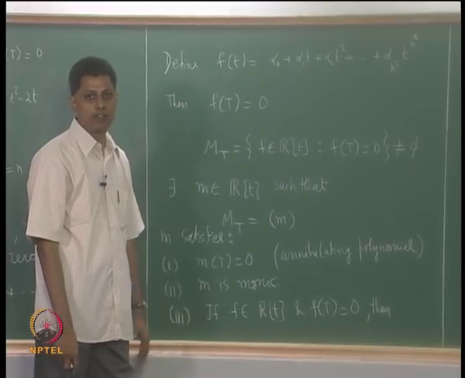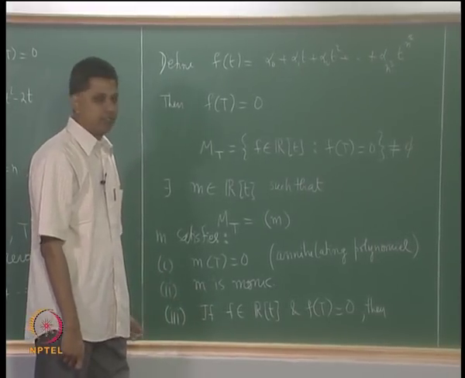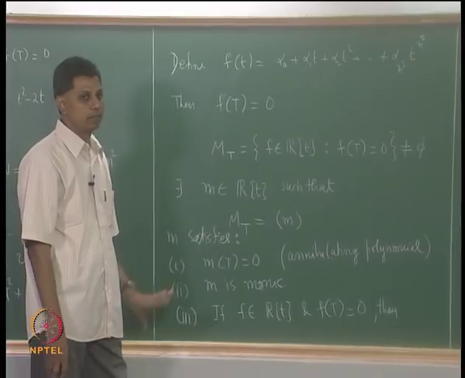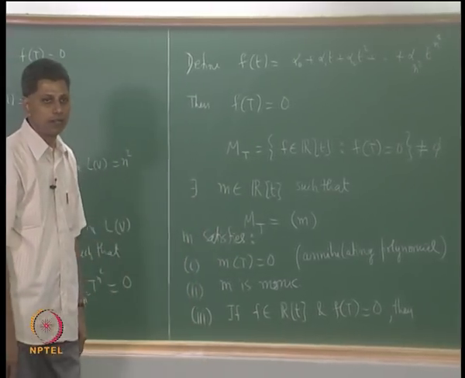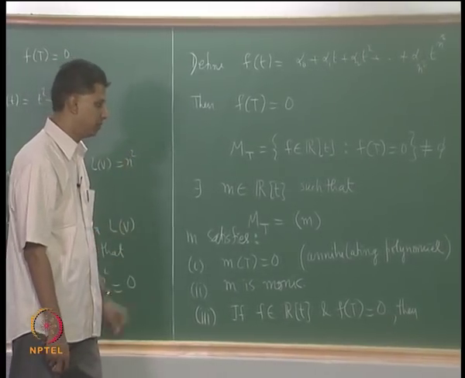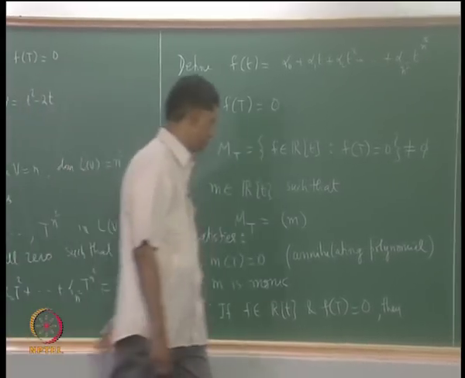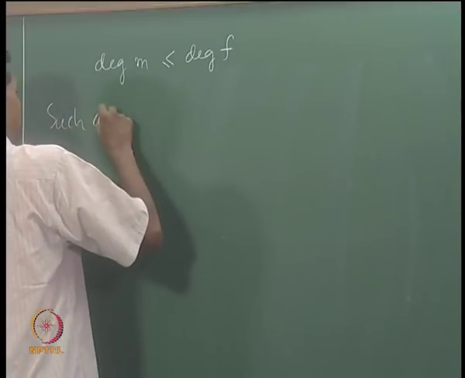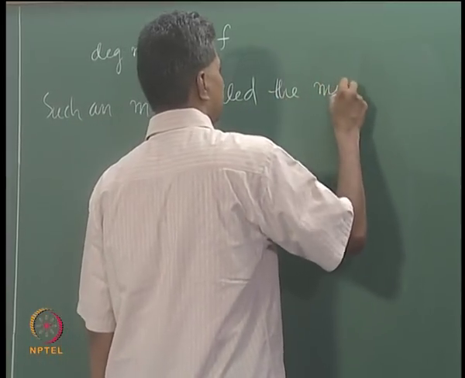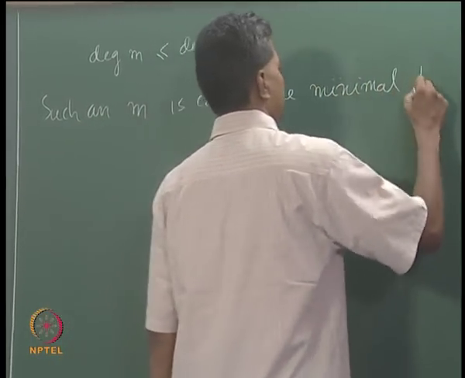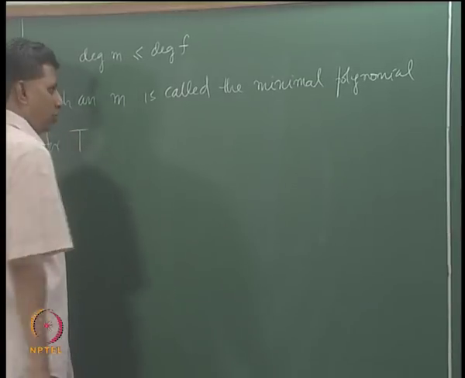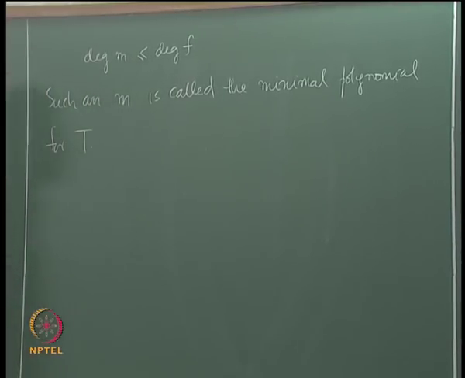For example, f could be a multiple of m, in which case the degree of f and degree of m are the same. But it can't be less than the degree of m. Any annihilating polynomial cannot have degree strictly less than the degree of the minimal polynomial. So this m is called the minimal polynomial. Such an m is called the minimal polynomial for the operator T, it depends on T. Different operators will have different minimal polynomials.